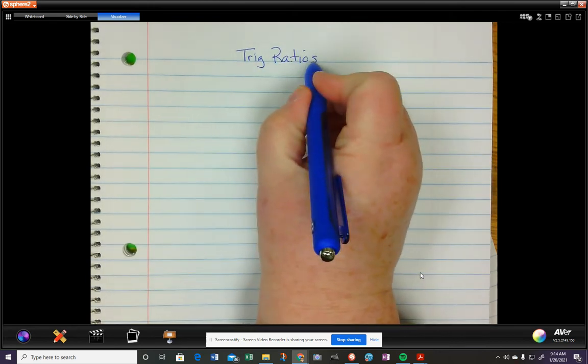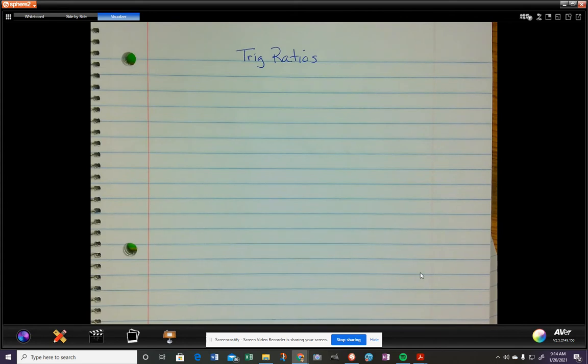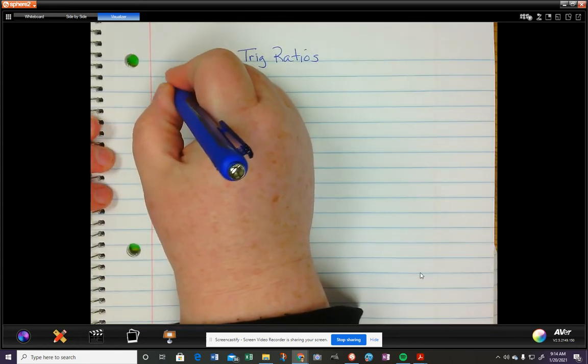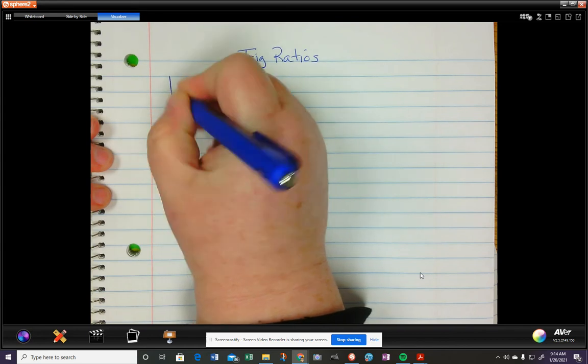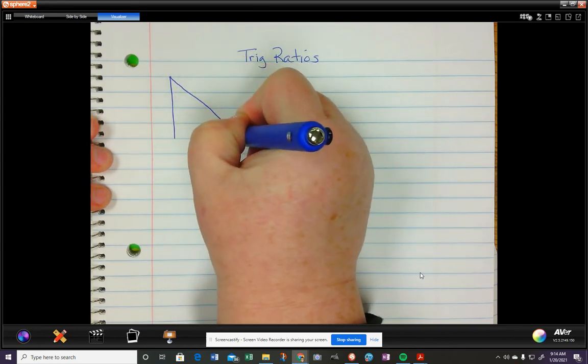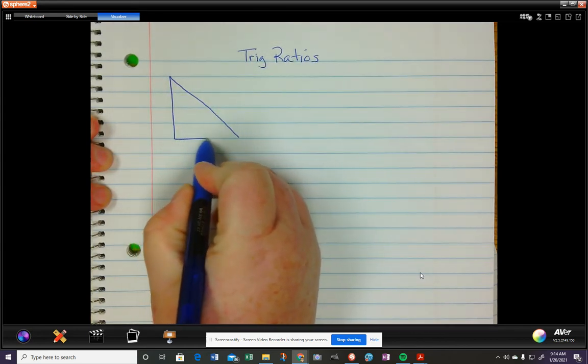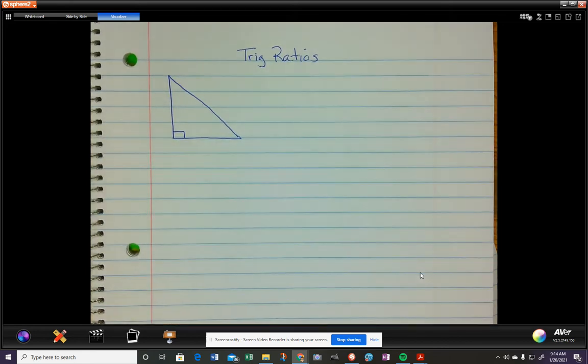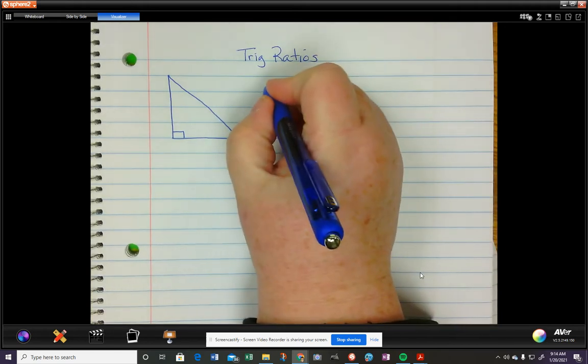Remember that a ratio is just a fraction. We talked about that yesterday on the other video. So today we're going to talk about the trig ratios. If we remember, trigonometry is the measure of triangles. We need a triangle, and we need a right triangle at that. So we have a right triangle. And today we're going to use a Greek letter called theta.